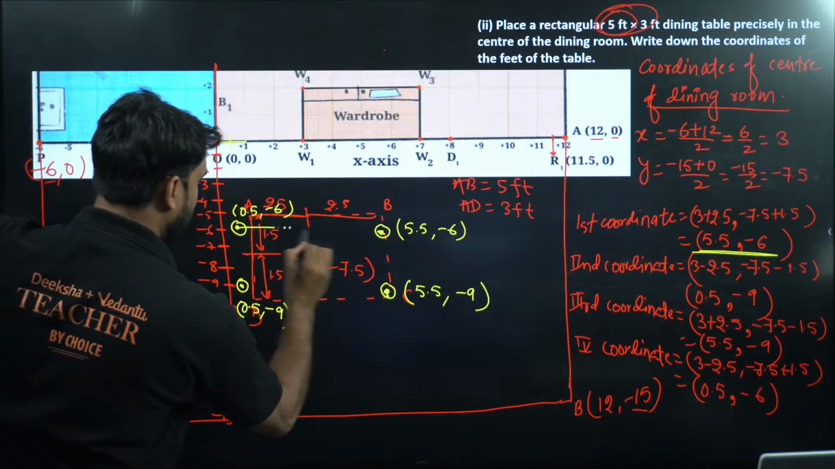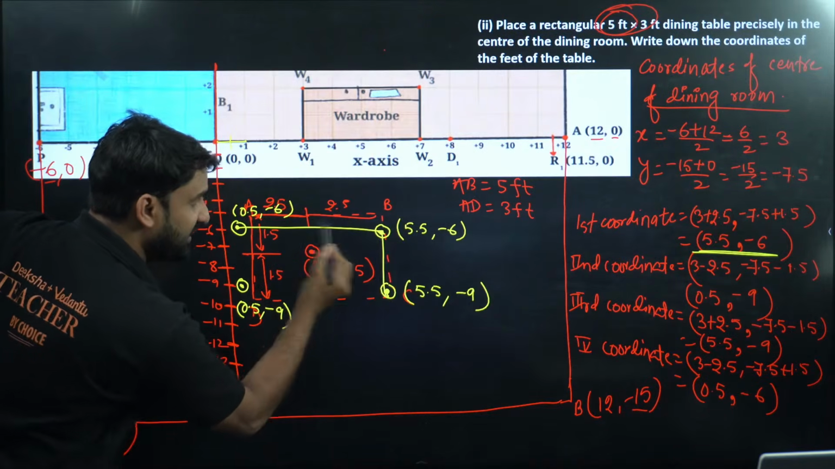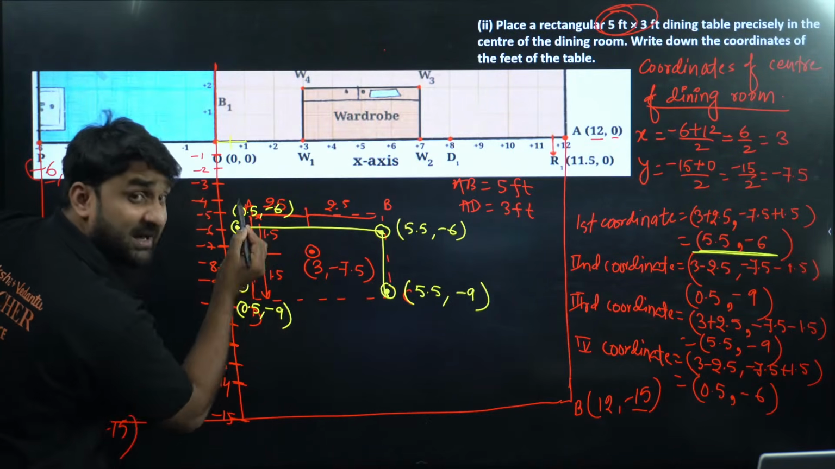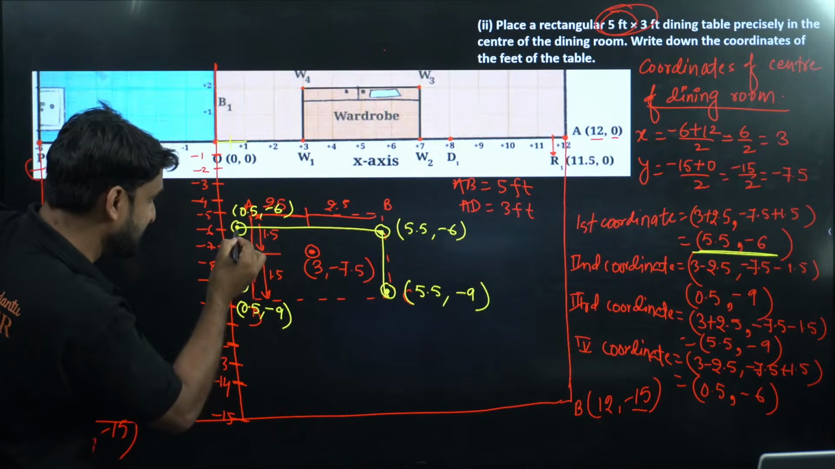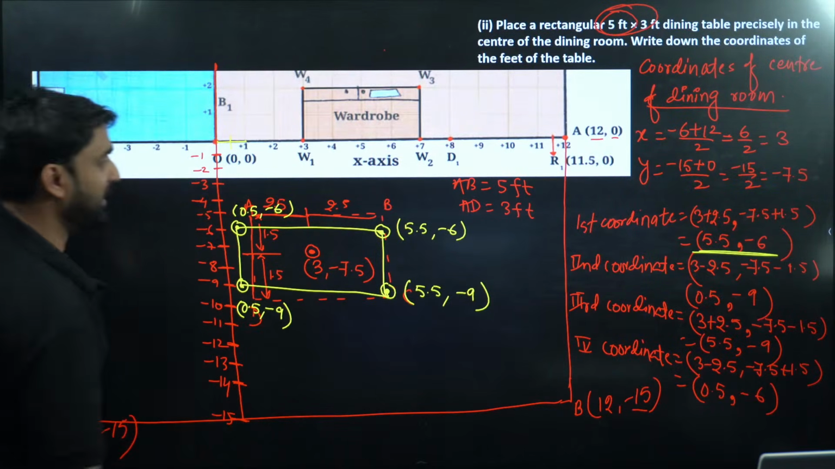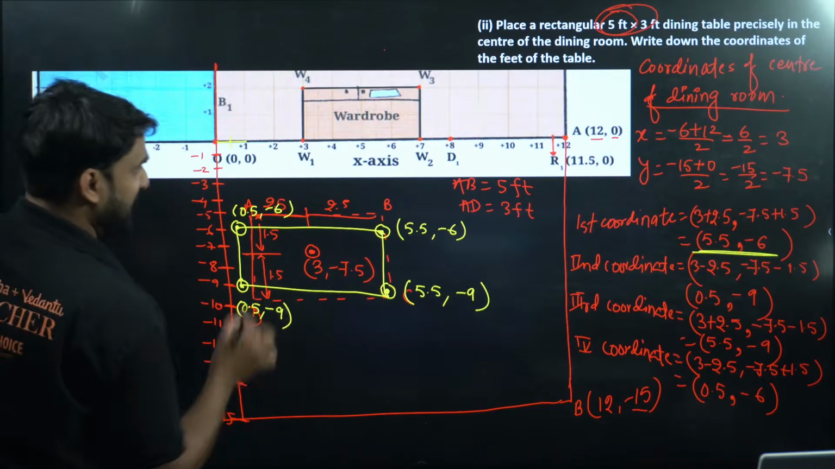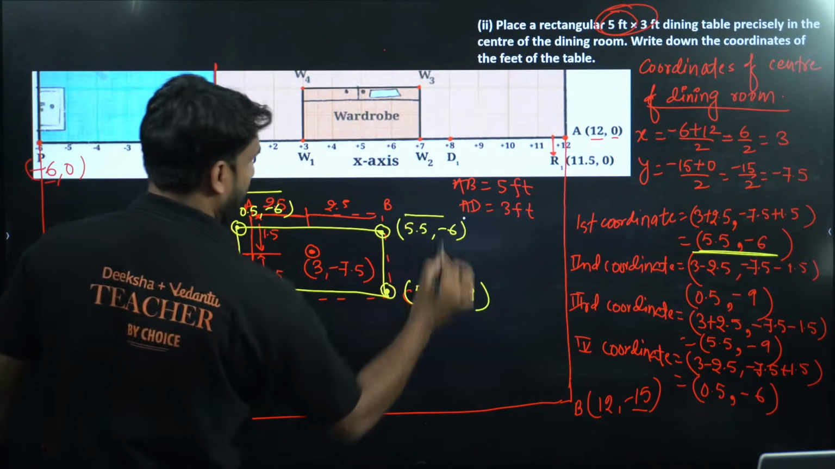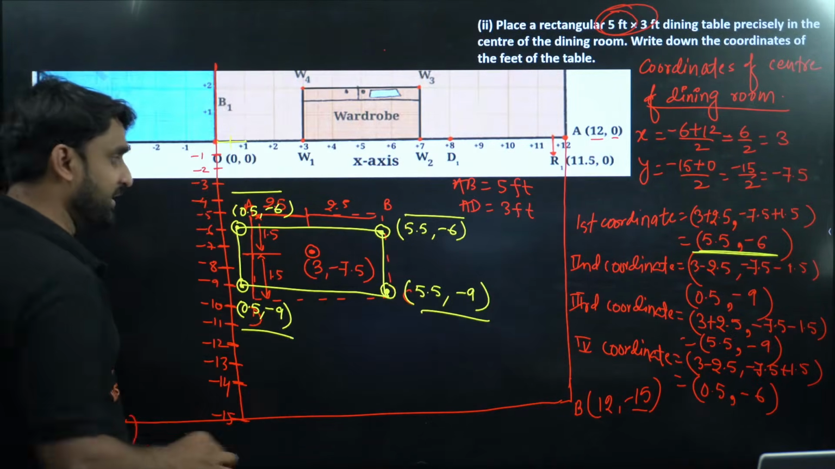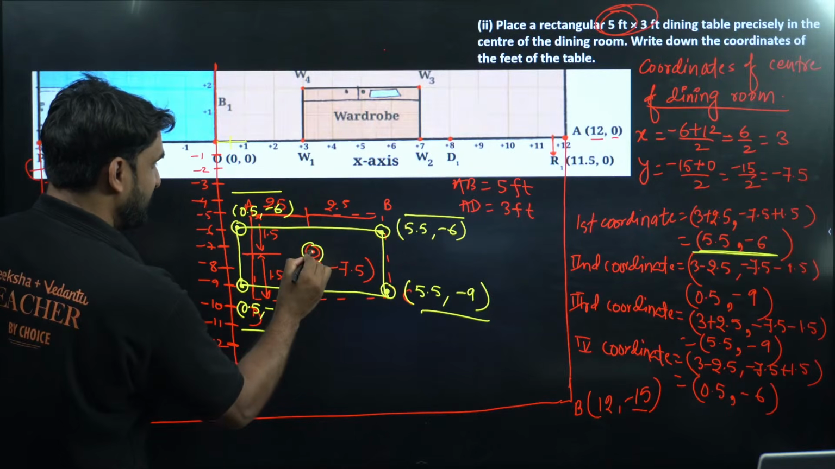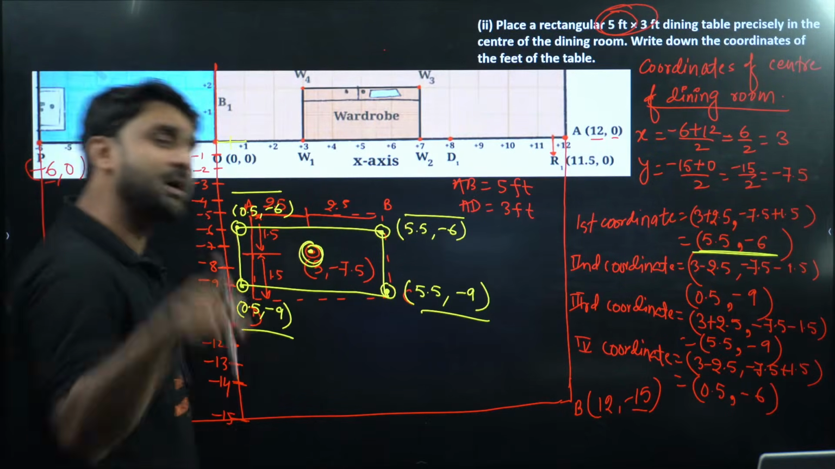Now if we join all of these, the red lines were the assumption, and exactly this yellow color is the dining table. So these are the dining table coordinates, the first, second, third and fourth, and this is the center. This center is of the dining table and also of the dining room.